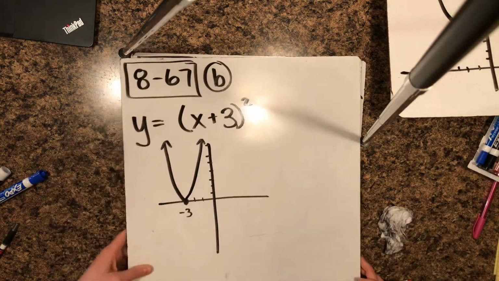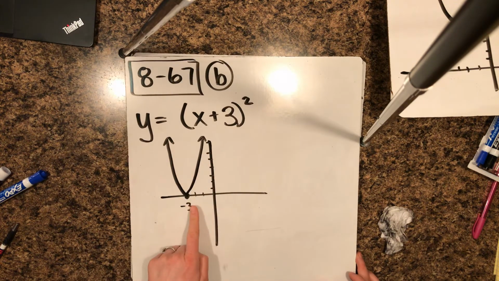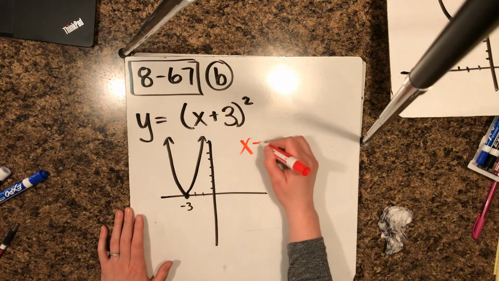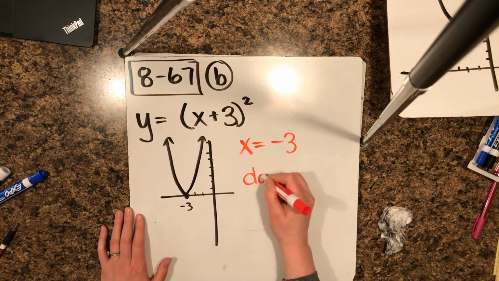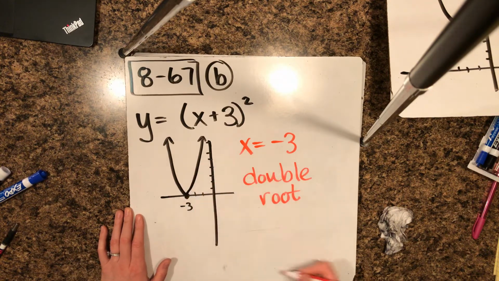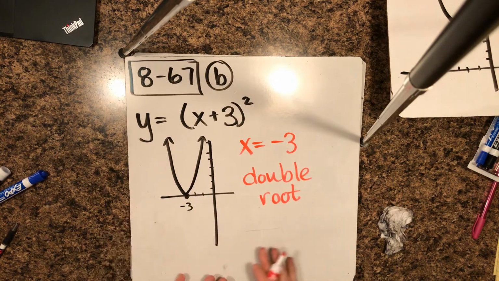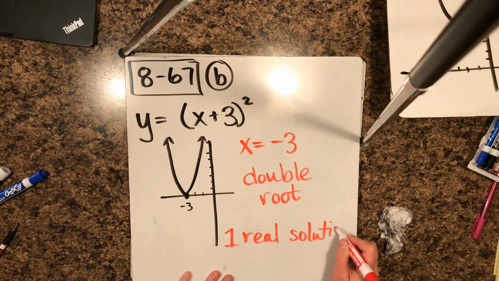Question 67, part B. Okay, this we know is a bounce at -3. Okay, we know technically speaking there is one unique solution, one unique root, but we call it a double root because it bounces, it happens twice. Okay, and so we know again this has one real solution. Really it counts for 2 because it's a double root, but it has one real solution.